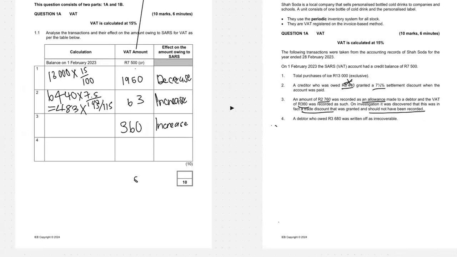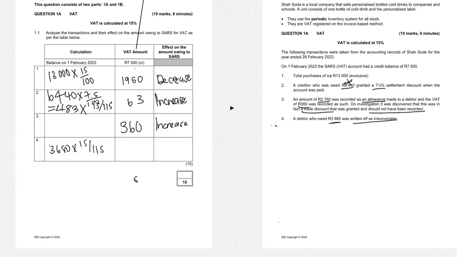Okay. Number 4, a debtor who owed 3,680 was written off as irrecoverable. This is when we write someone off as a bad debt. We include them in our bad debts because they're not going to pay us. We're writing them off, so we need to calculate what the VAT amount will be. That was the full amount, so we're using the fraction 15 over 115. That will be 3,680 times 15 over 115, and that will give us 480.